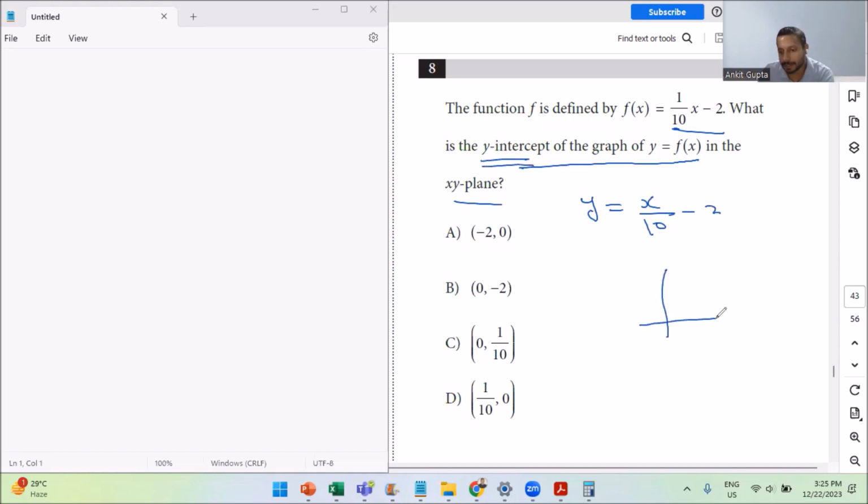Now, the y-intercept is the point where the graph touches the y-axis. That means the value of x will be 0 and you will have some value of y. So if you substitute the value of x is equal to 0 here, we will get y is equal to 0 by 10 minus 2, which is equal to minus 2. So our answer will be 0, minus 2, and will be option number B.